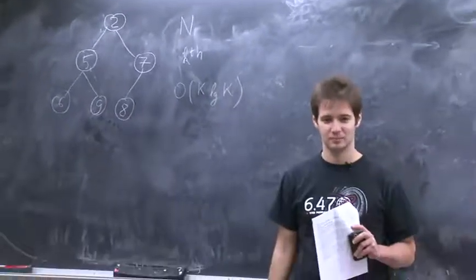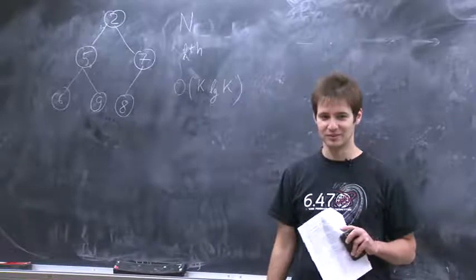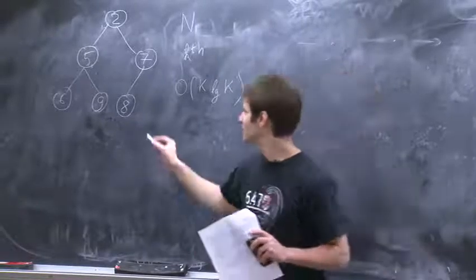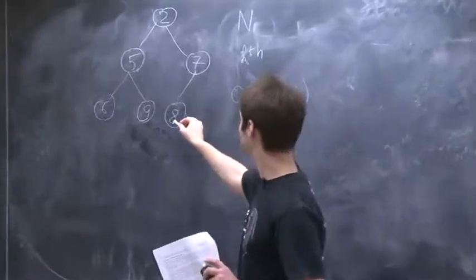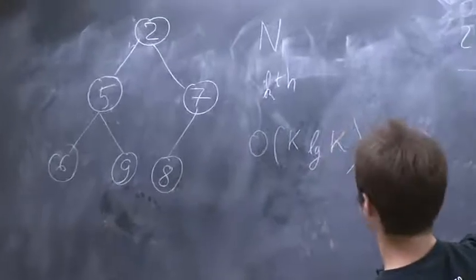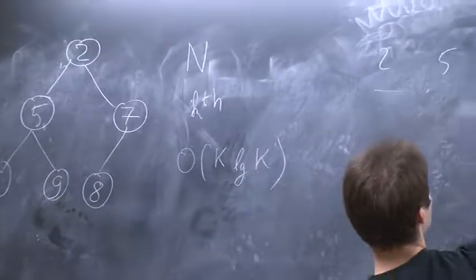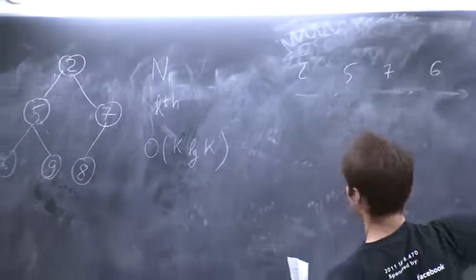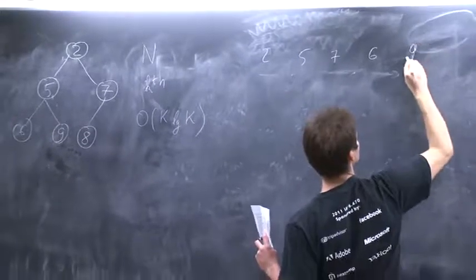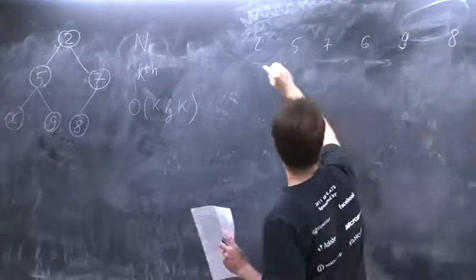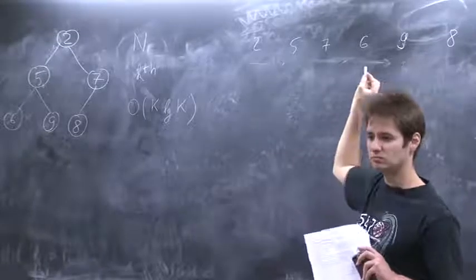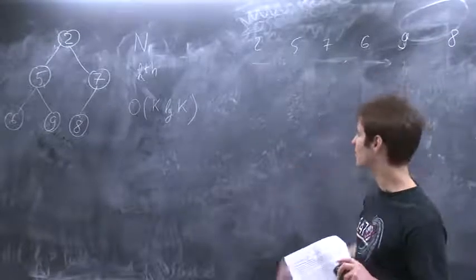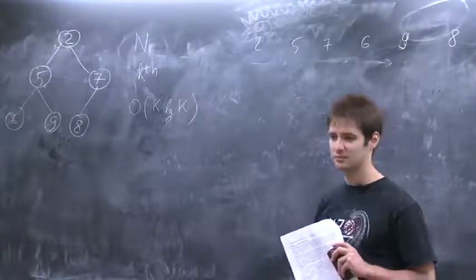Oh, OK, you need to sort them first. So this heap is actually an array, right? 2, 5, 7, 6, 8, 6, 9, 8, sorry. So you're saying sort the array, then take the kth element. OK, what's the running time for this? n log n.